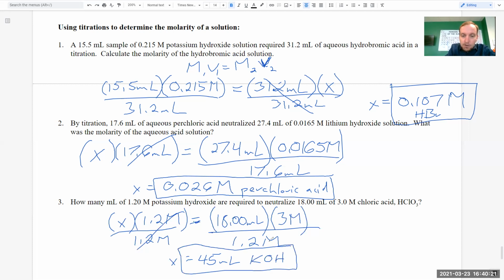There we go, guys. So that's quite simple. Again, you just need the acid on one side, the base on the other side. Make sure the volume units match, and then you just solve for whatever you're missing. Again, quite simple, right? That's how you use the dilution equation to solve a titration problem, or application, I should say.